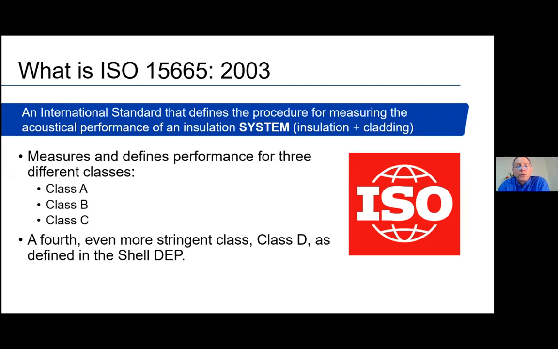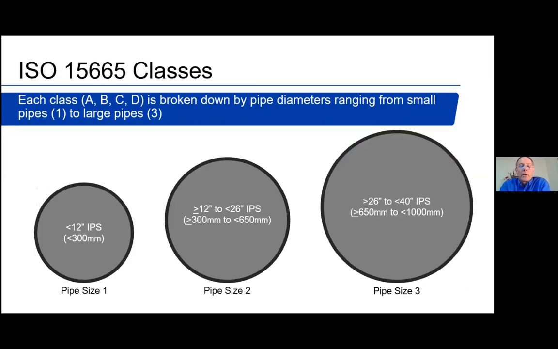In addition to the ISO standard, there is also a standard that was developed and defined by Shell Corporation. And in addition to the class A, B, and C in the ISO standard, Shell has developed a class D that is even more stringent than the class C. And most organizations have adopted all four classes when it comes to looking at their noise reduction requirements.